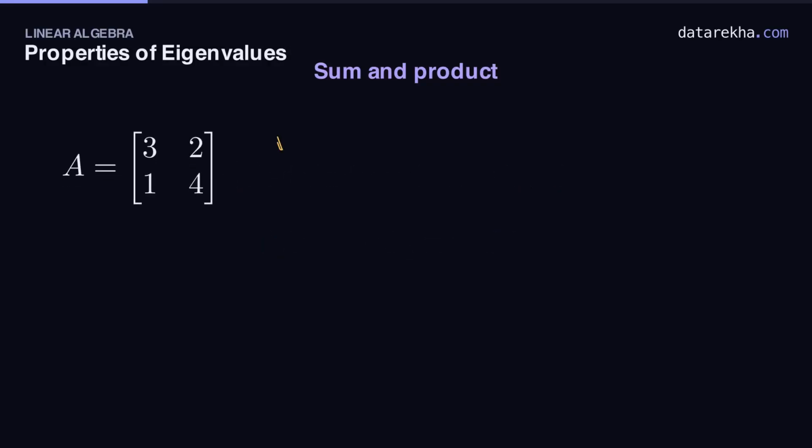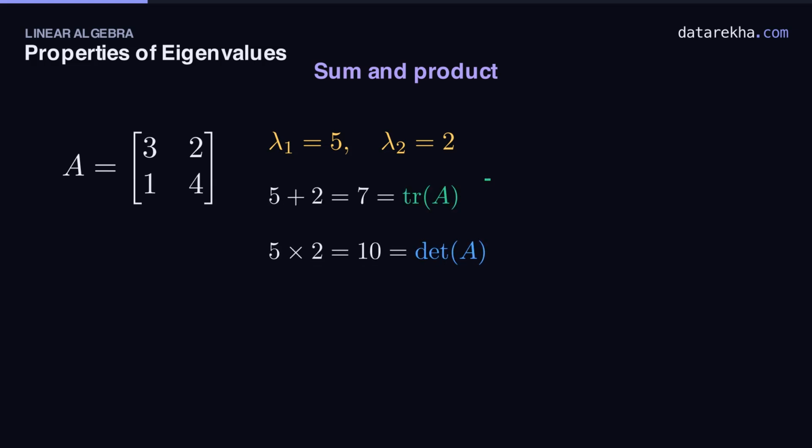Take this matrix from last time. Its eigenvalues were 5 and 2. 5 plus 2 is 7, and the trace 3 plus 4 is also 7. 5 times 2 is 10, and the determinant 12 minus 2 is also 10. The eigenvalues and the matrix agree perfectly.